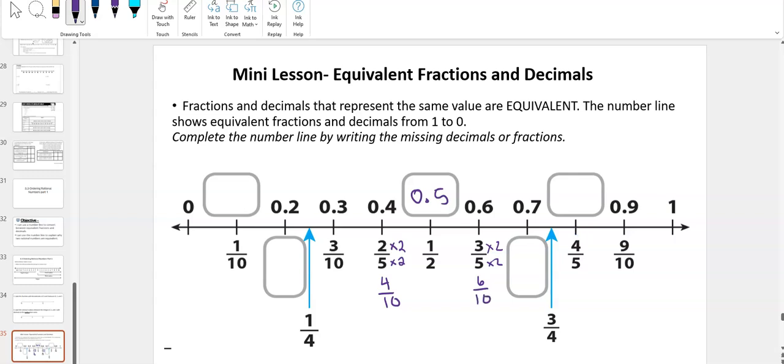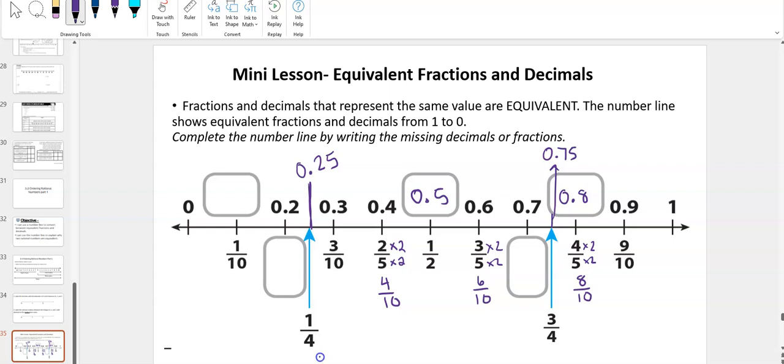3/10 is the same. Now they're also showing us where 1/4 is, and hopefully you guys see that 1/4 is between 2/10 and 3/10. So as a decimal, 1/4 is 25/100. 3/4 is between 7/10 and, what do we think this one is? 8/10, because again, if I times by 2, I get 8/10. So between 7/10 and 8/10 is going to be 75/100, that's 3/4.